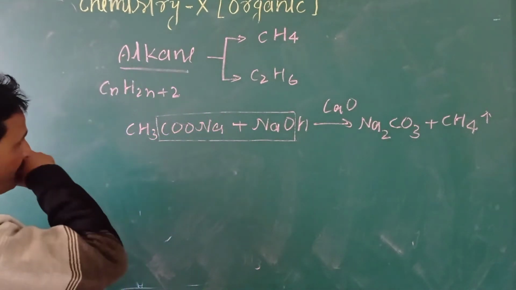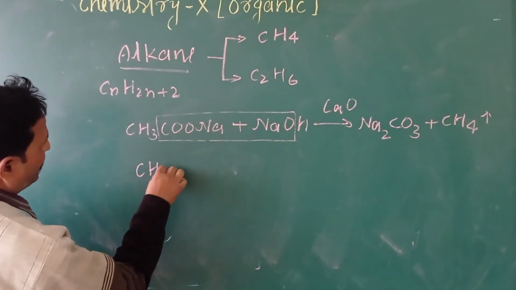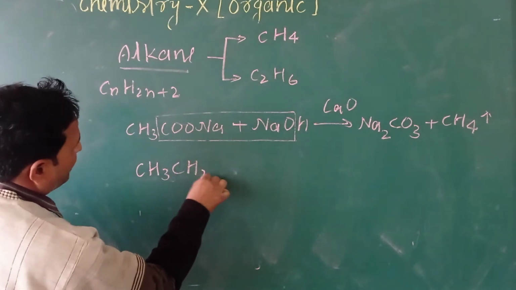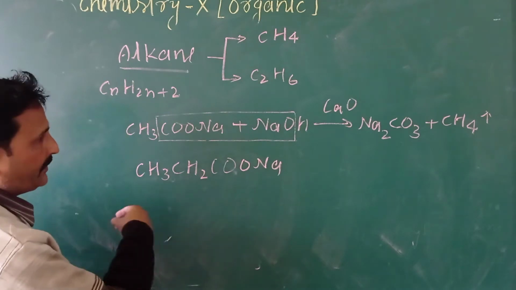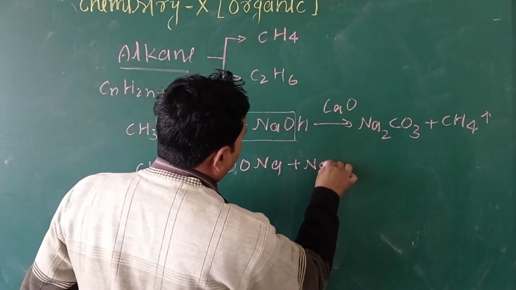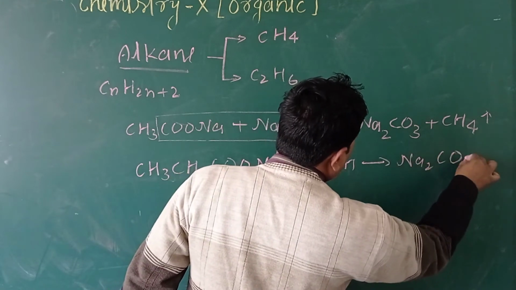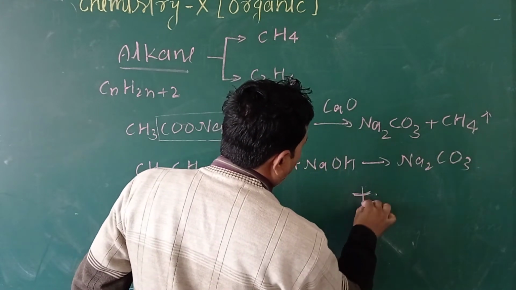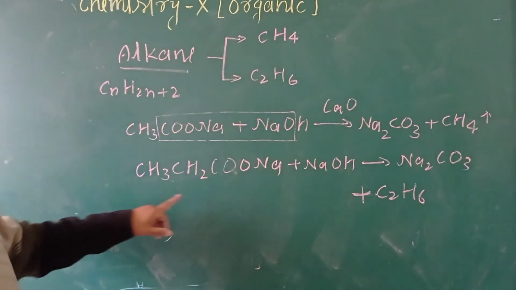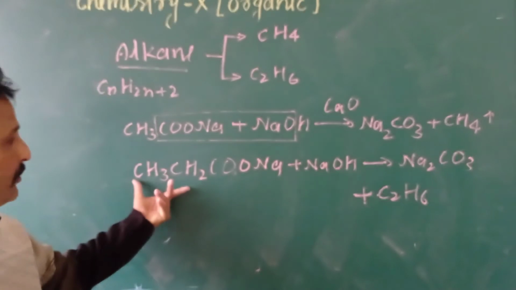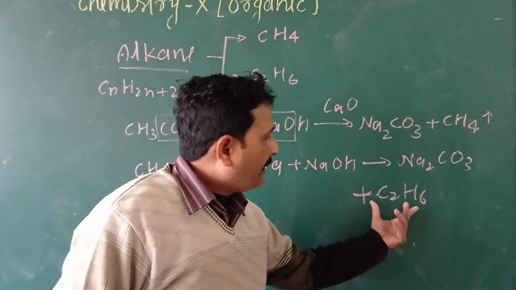Next one, when sodium propionate reacts with soda lime, it gives sodium carbonate and ethane, C2H6. When sodium propionate reacts with soda lime, we get sodium carbonate and ethane.